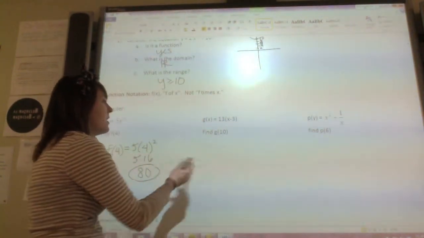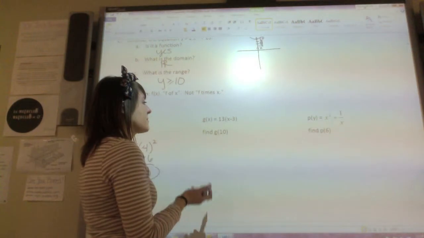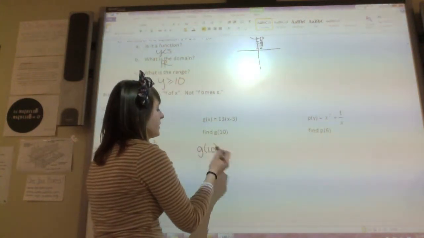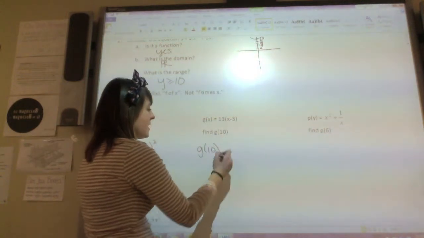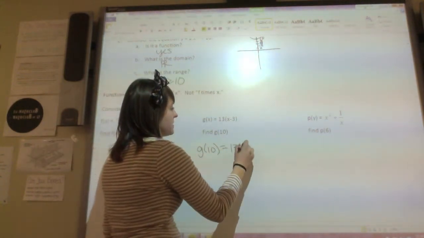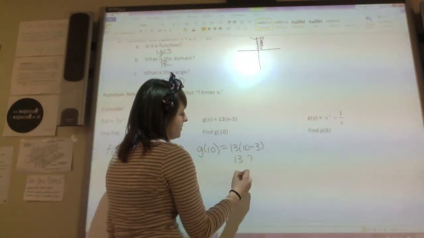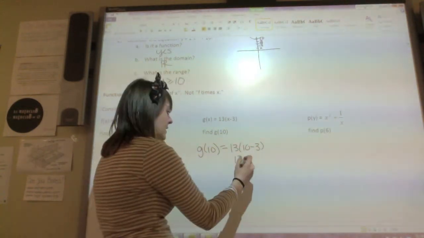Okay, for my next one, I have g of x equals 13 times the quantity x minus 3. And I want to find g of 10. So again, I'm going to replace my x value with 10. So I'll have 13 times 10 minus 3. So that's going to be 13 times 7, which is 91.